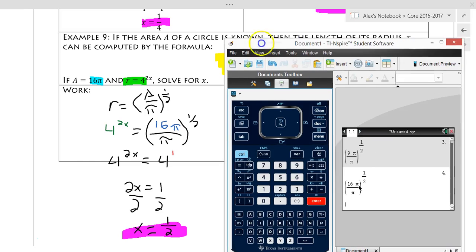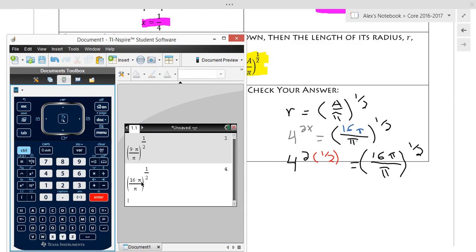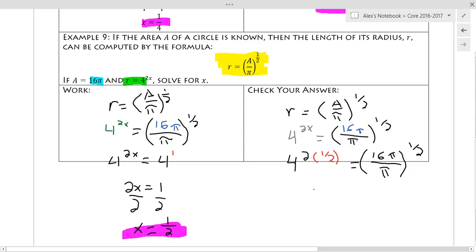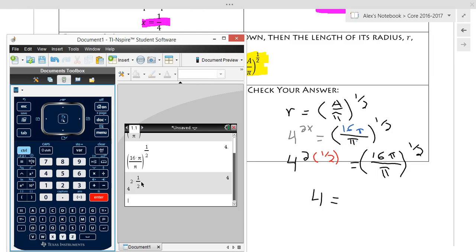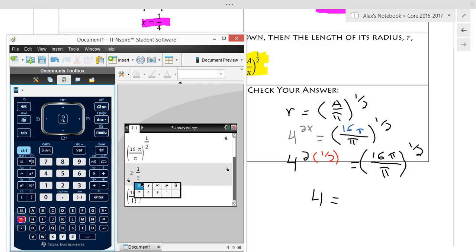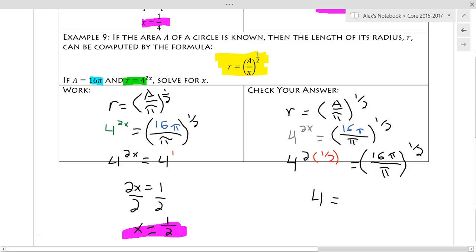Okay? So then I'm just going to plug both of these things in my calculator. So let's plug in the left side first. I have 4 to the 2 times 1/2. We get 4 there. And on our other side, I have 16 pi divided by pi to the 1/2, and we get 4 there. So this equation checks out.